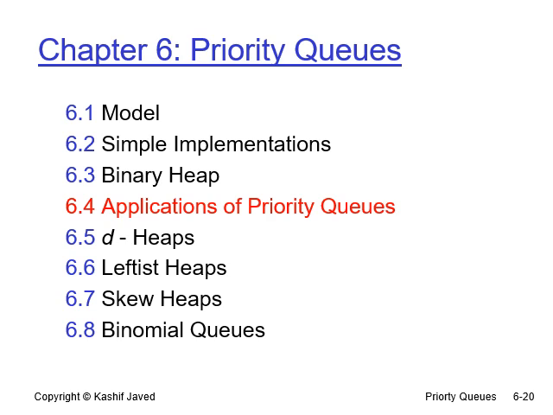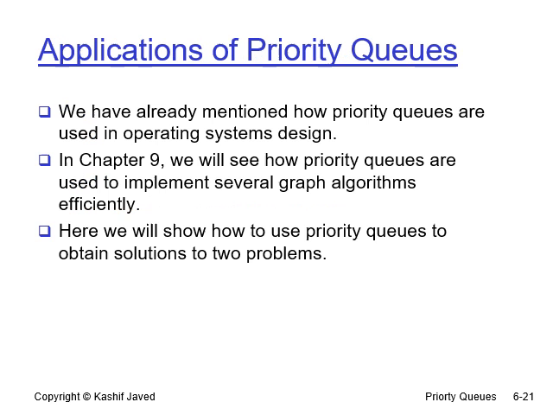Now let's move on to the applications of priority queues. This is the last article of the chapter. So we have already mentioned how priority queues are used in operating systems design. In chapter 9, we will see how priority queues are used to implement several graph algorithms. Here we will show how to use priority queues to obtain solutions to two problems.